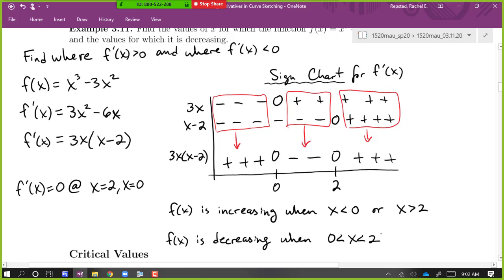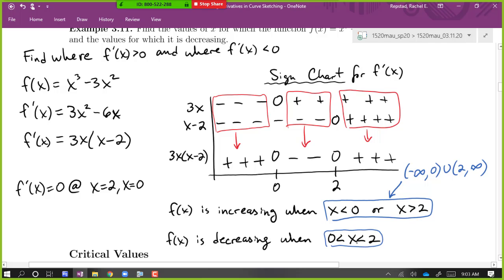I've written these intervals in inequality notation. You could also use interval notation. That would look like, for the first one, negative infinity to 0 union with 2 to infinity, and this would be 0 to 2. They're all open intervals. We don't include the endpoints because at the endpoints the derivative is actually equal to 0, so it's neither increasing nor decreasing there.